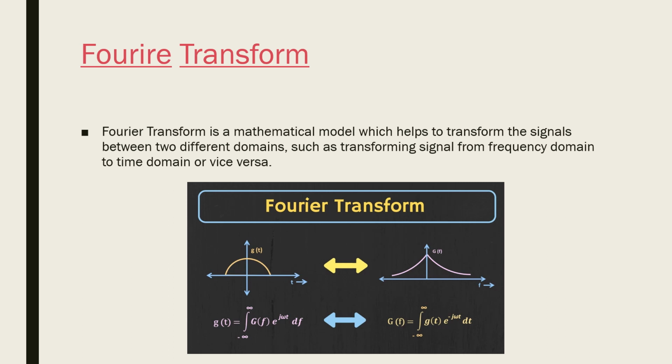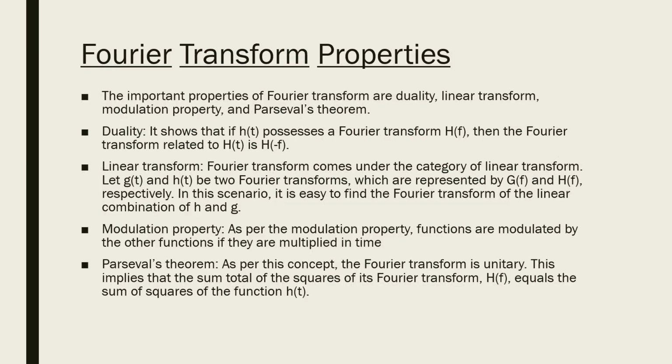Now let us see what is Fourier transform. Fourier transform is a mathematical model which helps to transform the signals between two different domains, such as transferring signal from frequency domain to time domain or vice versa. Fourier transform properties. The important properties of Fourier transform are duality, linear transform, modulation property, and Parseval theorem.